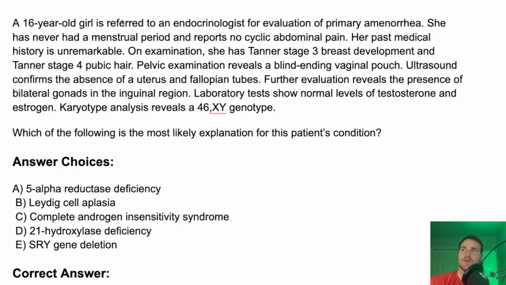All right, let's do some Step 1 prep. A 16-year-old girl is referred to an endocrinologist. This is going to be a question about endocrinology and reproductive evaluation of primary amenorrhea, not having periods. She has never had a menstrual period and reports no cyclic abdominal pain. Her past medical history is unremarkable, and she has Tanner stage 3 breast development and Tanner stage 4 pubic hair.